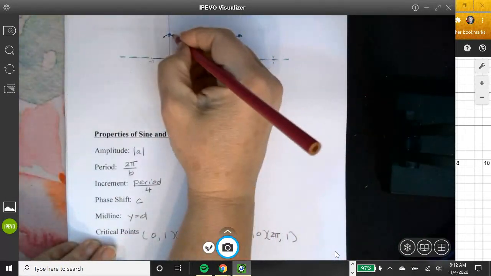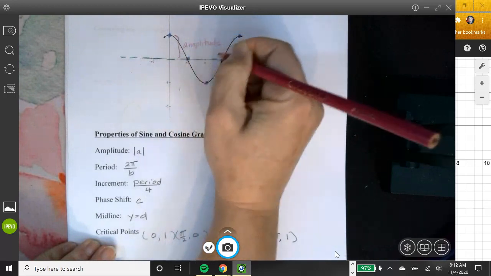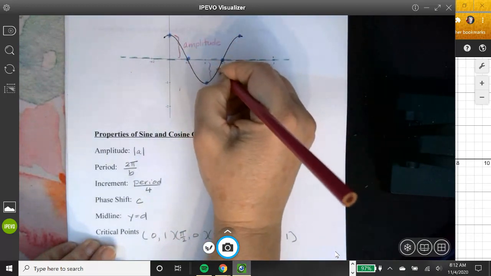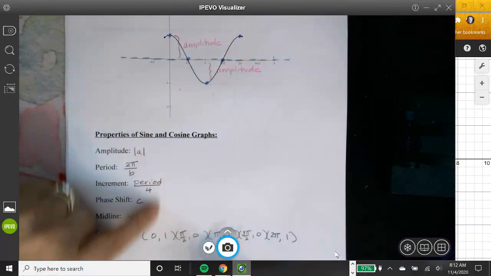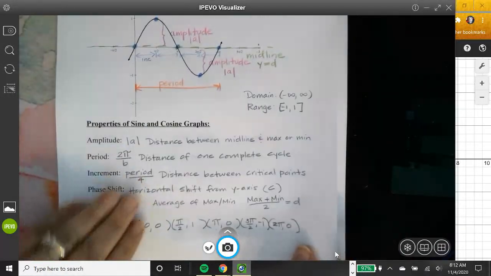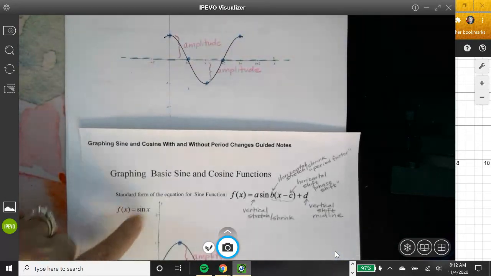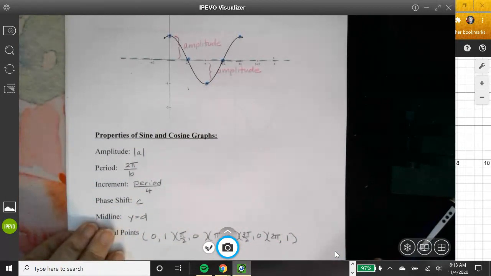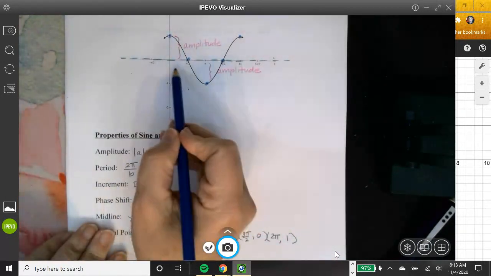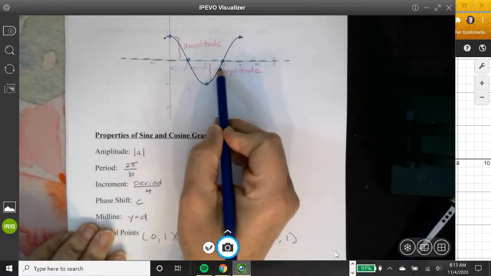the distance between the midline and the max is the amplitude. And the distance between the midline and the minimum is the amplitude. I'm not going to write the definitions again here because you have them here, because these are all the same as they are for the sine curve. Here, the definitions. Okay, and the increment is still between critical points. Do you see the increment here? And how many of them do we have? Again, we have 4 of them.